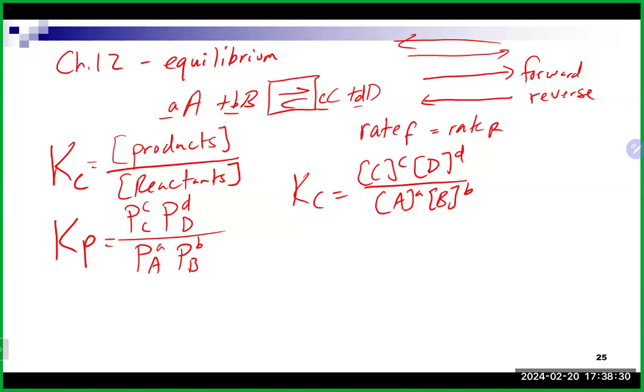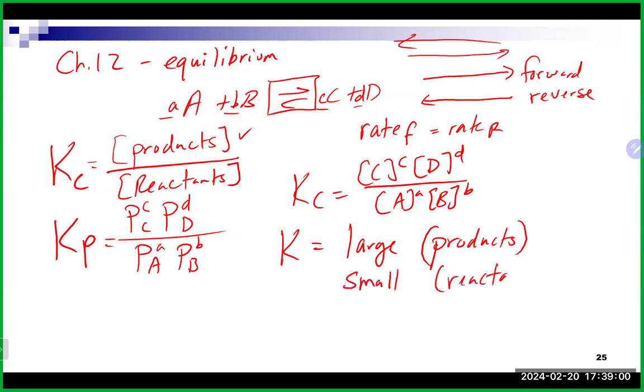We also talked about how the value of K tells us a couple of things. If we have a large value of K, that means when we reach equilibrium, we should expect mainly products to be present. A large number on top divided by a smaller number on the bottom is going to yield a larger number overall. If we have a small value of K, it means that when we reach equilibrium, we would expect to mainly have reactants. Same math idea: a smaller number on top divided by a larger number on the bottom gives a smaller number overall for your value of K.